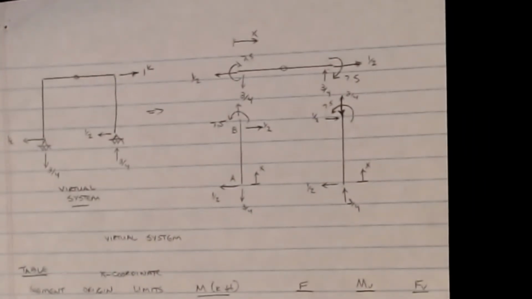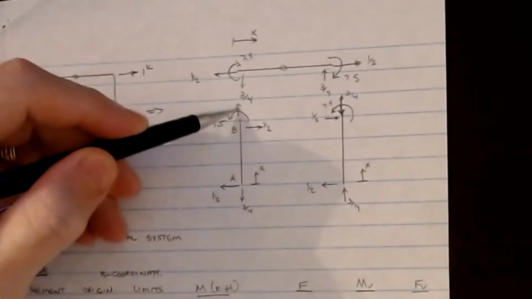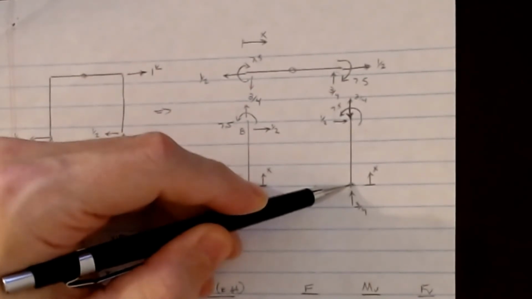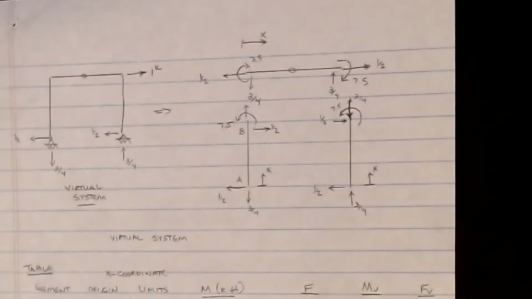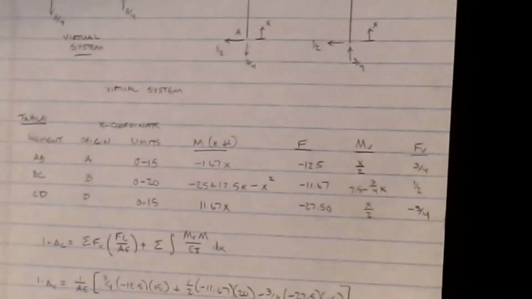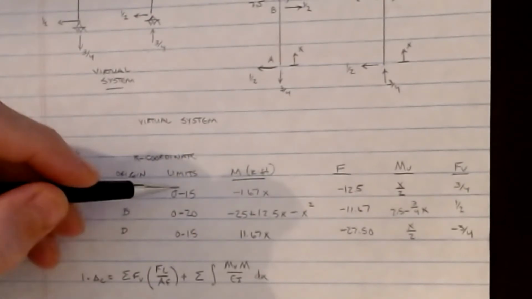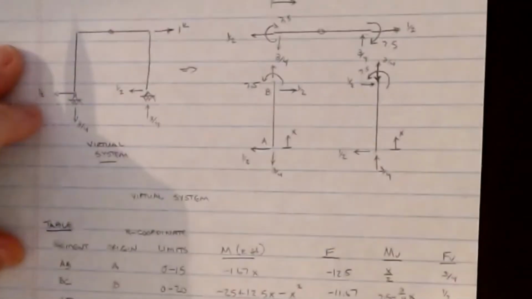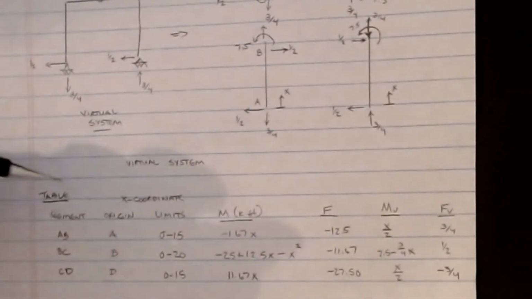Now, again, our references are defined exactly the same. A is a reference for this column, D is a reference for this column, and then I'm going to measure from B along the beam across the top for that. So if we go through, now we've got the ability to pull off the parts. Okay, and so AB, my column AB, the height is 15 feet, so from 0 to 15, and we can see that our moment is going to be a linear function of minus 1.7x.